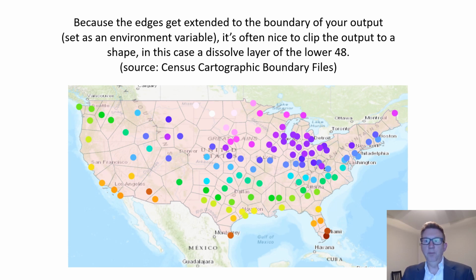This is an example of how that dissolving might take place. So this is taking that initial data and then applying a clip to it. So this is a dissolved layer of the lower 48. And as you can see, this looks quite a bit better and more pleasing. So it's an easy second step to subsequently process that.